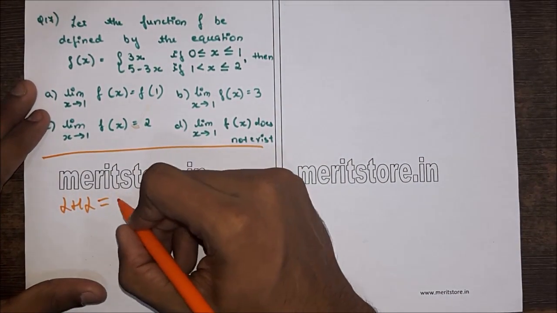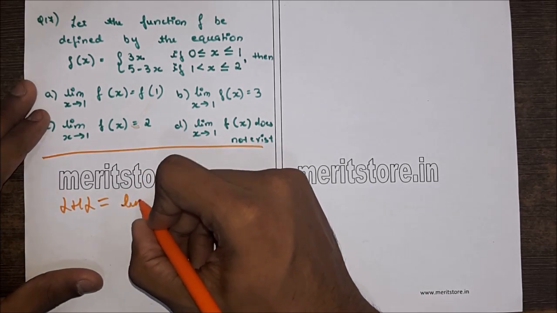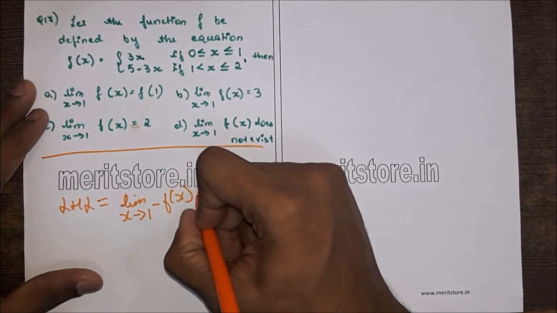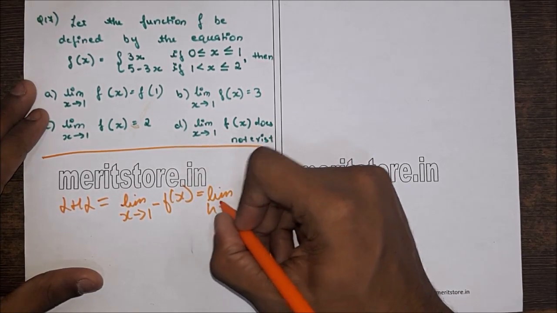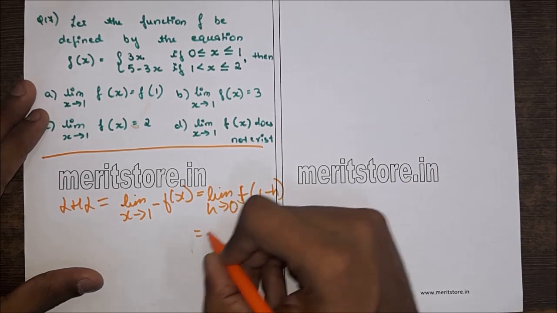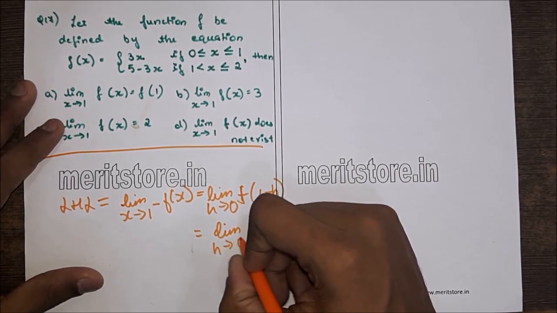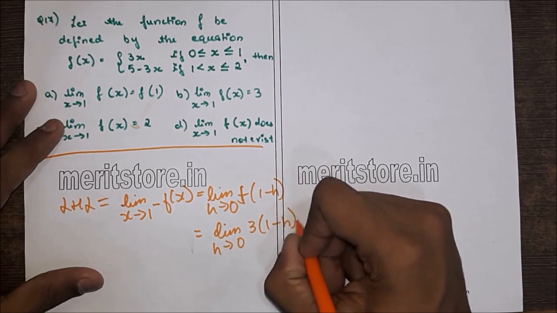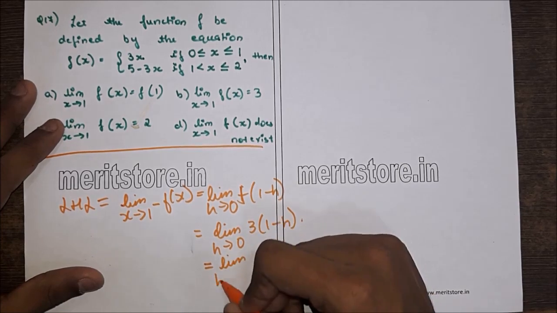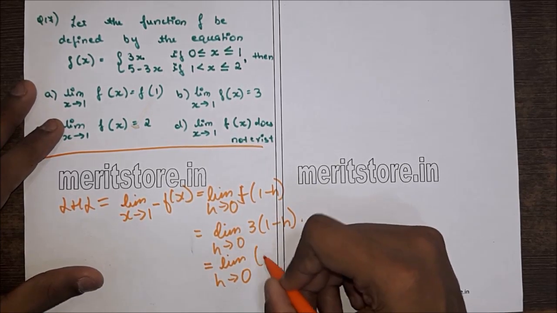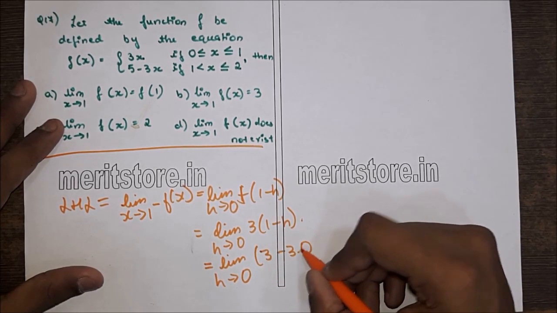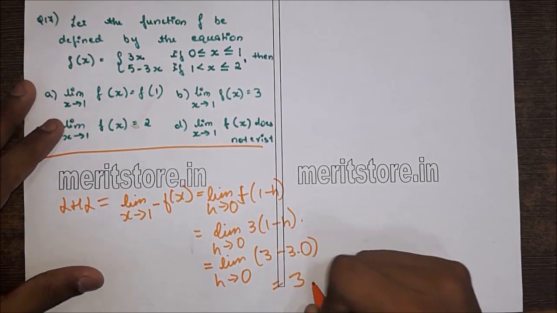We take the left hand side limit as limit of x tends to 1 minus f of x equals limit of h tends to 0 f of (1 minus h), which is equal to limit of h tends to 0 3 into (1 minus h), which is nothing but limit of h tends to 0, 3 minus 3 into 0, which is equal to 3.